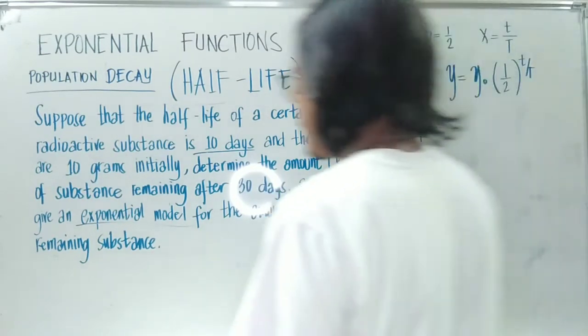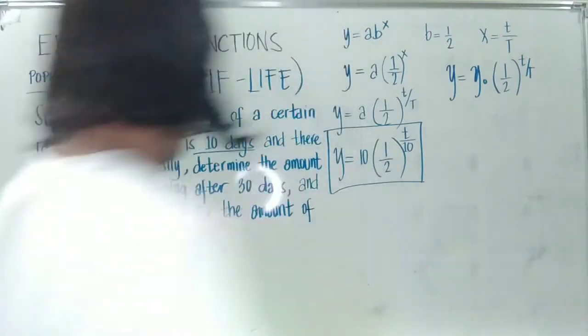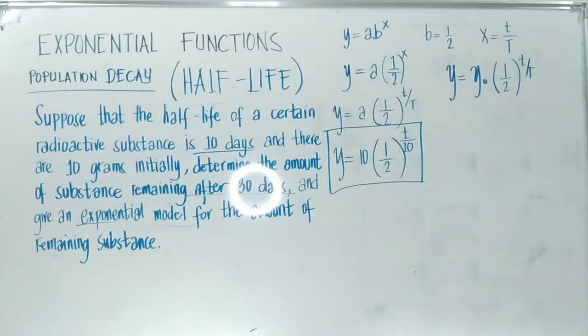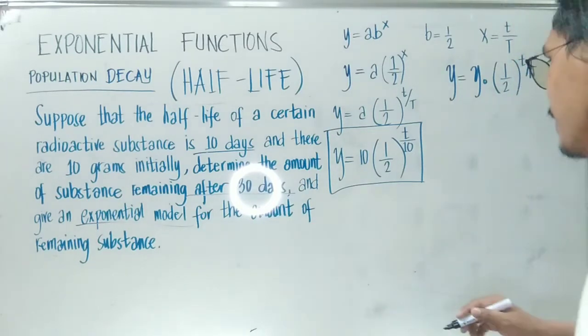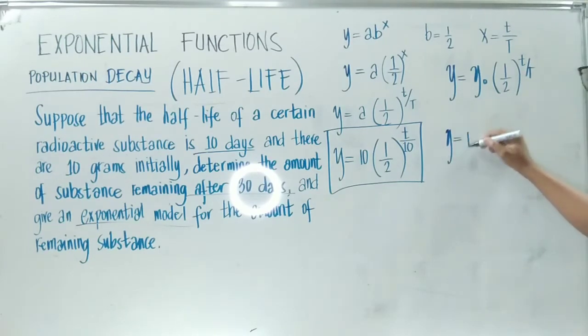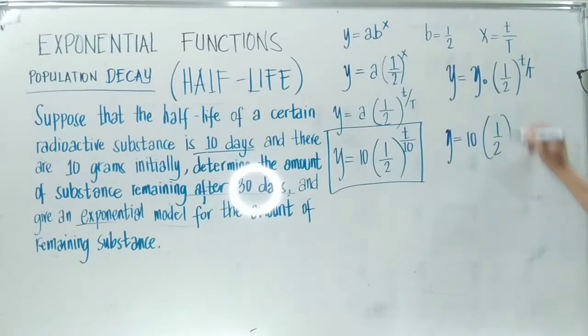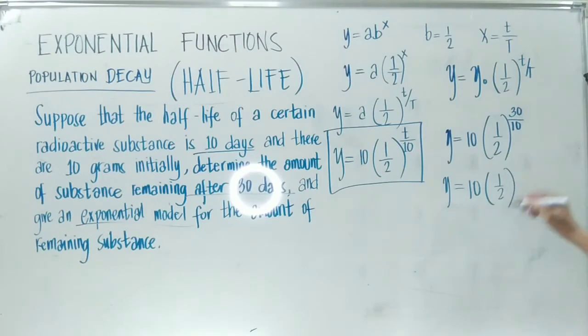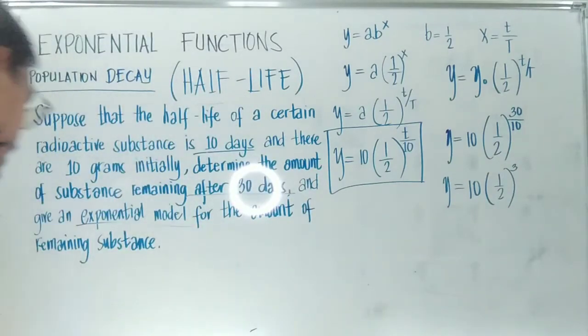Okay, so let us answer this question. After 30 days, what will be the amount of the substance? So we will just have to substitute y is equal to 10 times the quantity of 1/2 raised to, okay, small letter t is 30 over 10. Simplifying, you will get 10 times the quantity of 1/2 raised to 30 over 10, which is 3. Okay? So I guess we are clear on that.